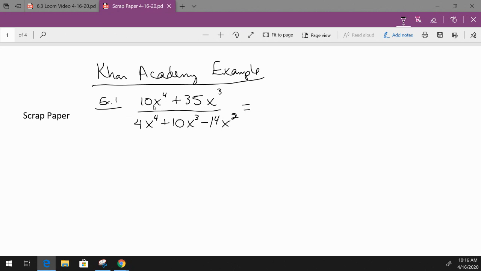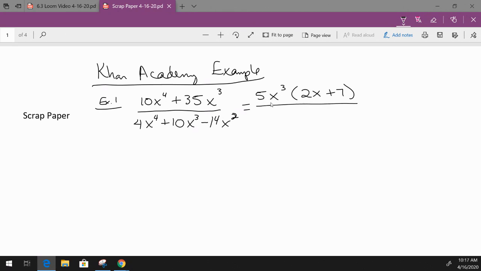So my numerator, if I look at both of these terms, they both have a factor of 5, so I'm going to factor out a 5. They also both have x's, but you can only factor out the smaller amount of x that both terms have. So we factored out 5x to the 3rd. Now, if I divide both of those terms by 5x to the 3rd, I'll still have a 2x in my parentheses, and then plus 7. So we've factored out the numerator.